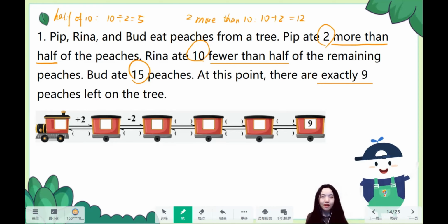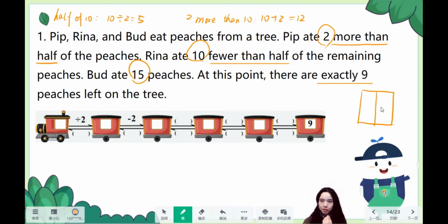Multiplication or division is much more advanced than addition and subtraction. In other words, we should always do the division before addition or subtraction. So here, when we say 2 more than half of the peaches, first we need to figure out what is half of the whole peach number. Also, you can just draw it out. Pip ate 2 more than half of the peaches.